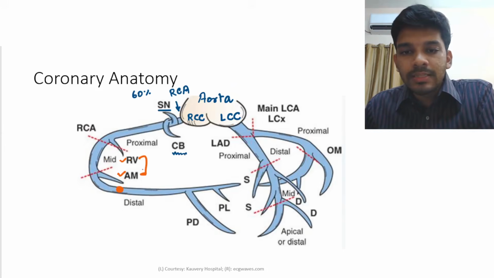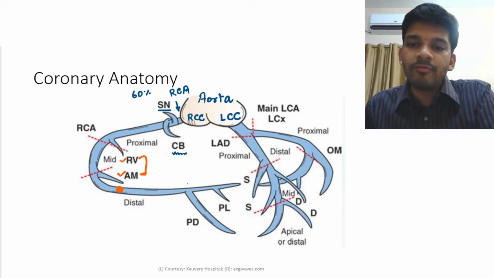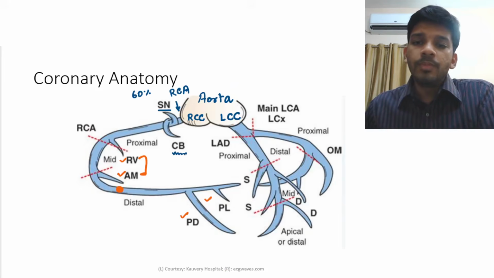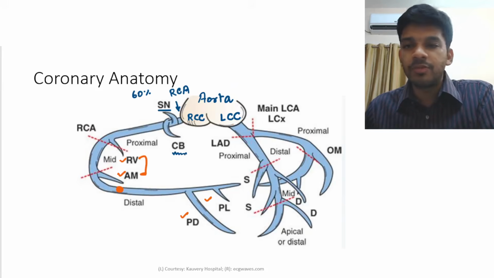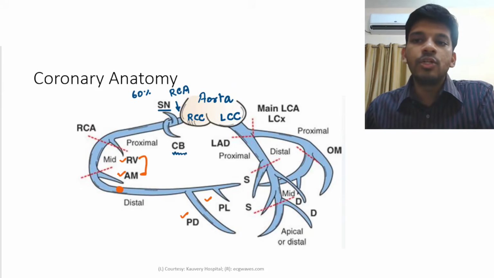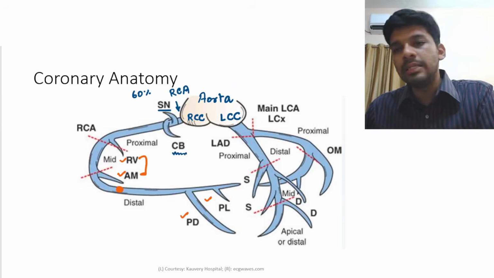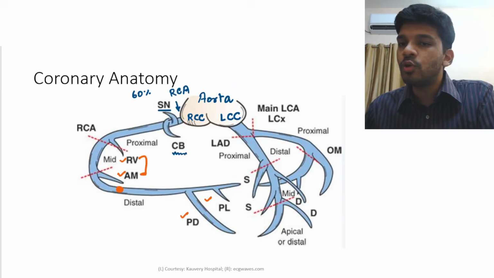So those things can be represented on this diagram, and further it finally bifurcates into the PDA, that is the posterior descending artery, and the posterolateral ventricular branch. The posterior descending artery, as you all know, in 80 to 90% of the cases arises from the right coronary artery, and that decides the dominance of the circulation of the heart. So most of the times it is a right dominant circulation. In lesser cases, it's either left dominant coming from the LCX or co-dominant. That means it arises from both.